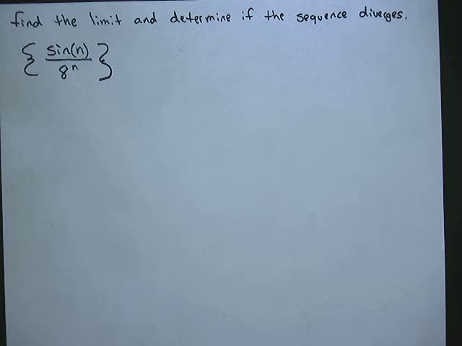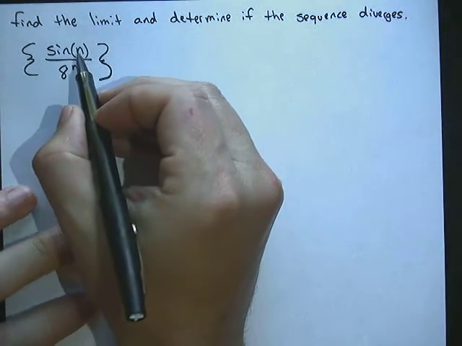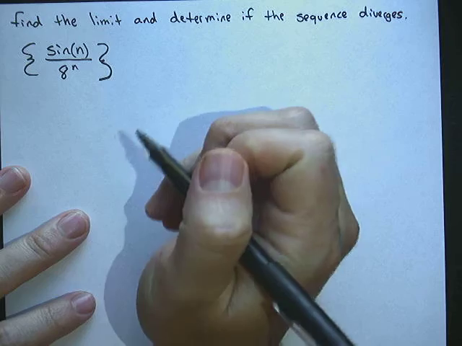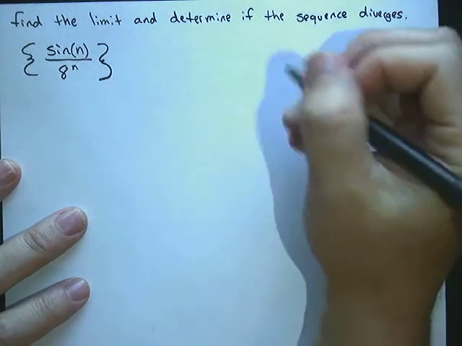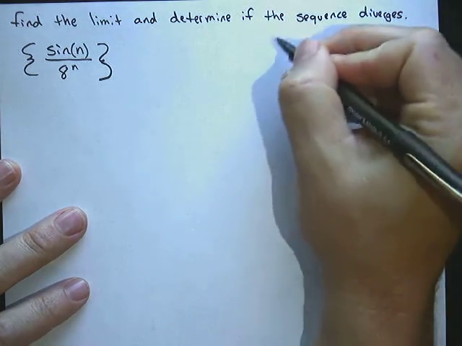Alright, in this problem we're given the sequence sine of n divided by 8^n, and we're asked to find the limit and/or determine if the sequence diverges. Okay, so let's take a look at this. We've got a sine function on top, and you know a sine function oscillates. It goes up and down, up and down.